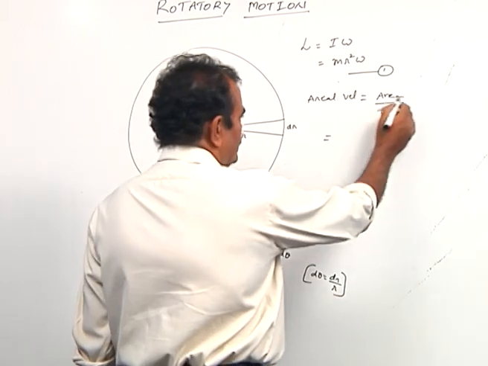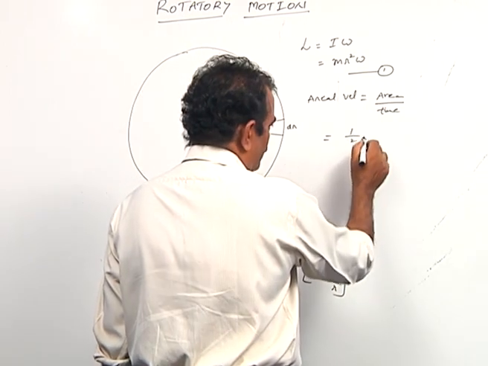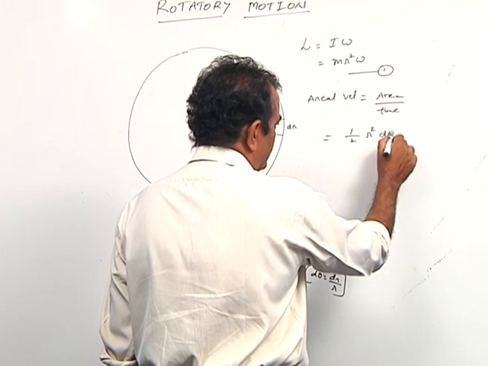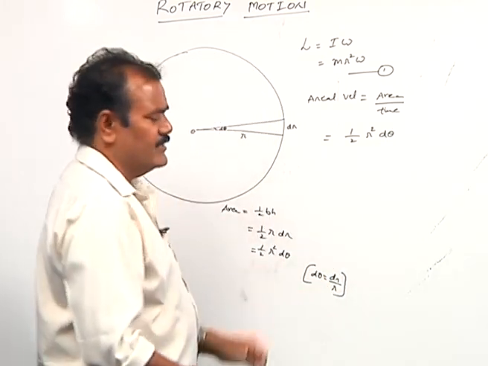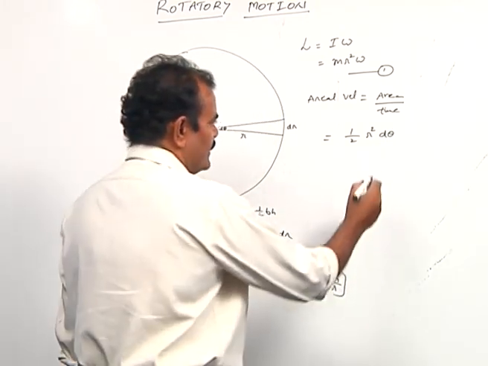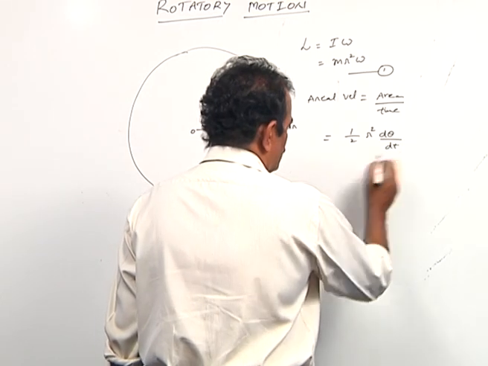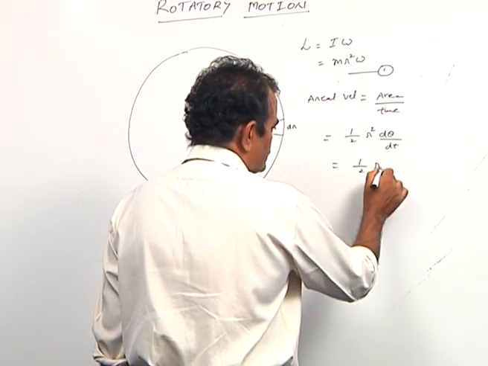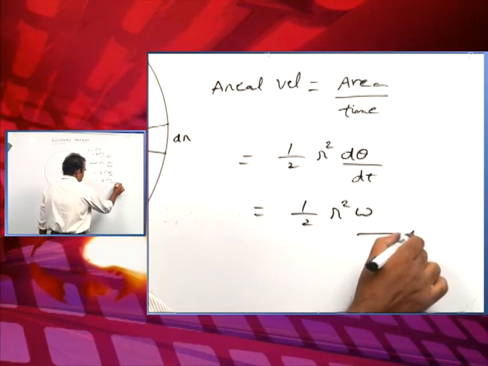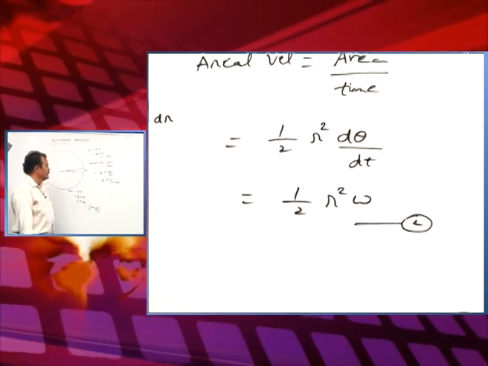So here the area taken is 1 by 2 r square d theta, and the time taken is a very small time, dt. So that's why d theta by dt is coming. So the areal velocity will be 1 by 2 r square omega. It is the second equation.